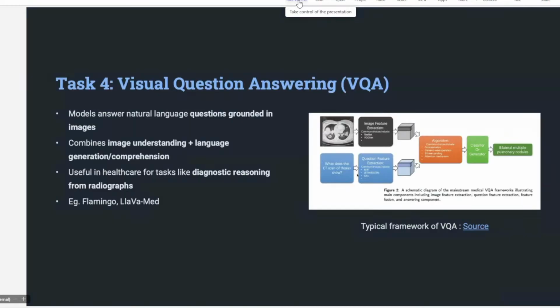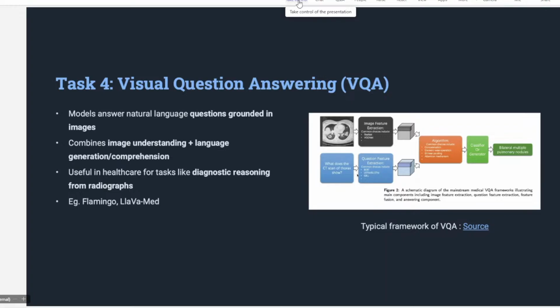And with that being said, let's move on to the last task, which is visual question answering. Visual question answering takes an input image and a natural language question. For example, the question can be something like, is there a fracture in the left leg? And you just pass the bone X-ray of the left leg, and then you expect the model to return an answer like yes or no fracture seen.